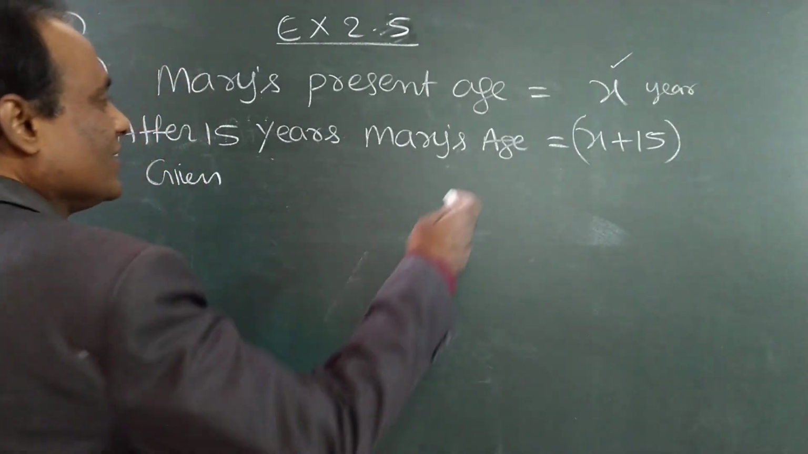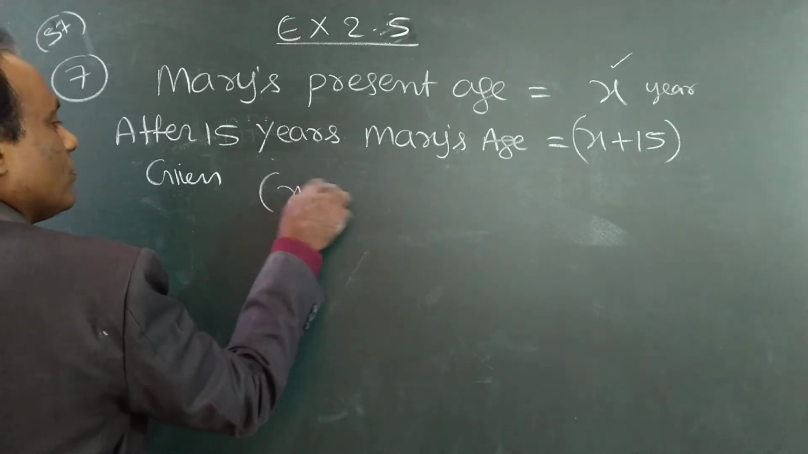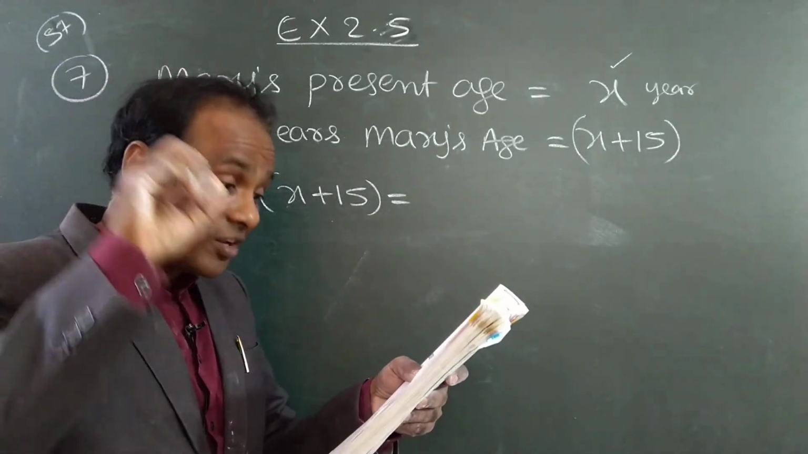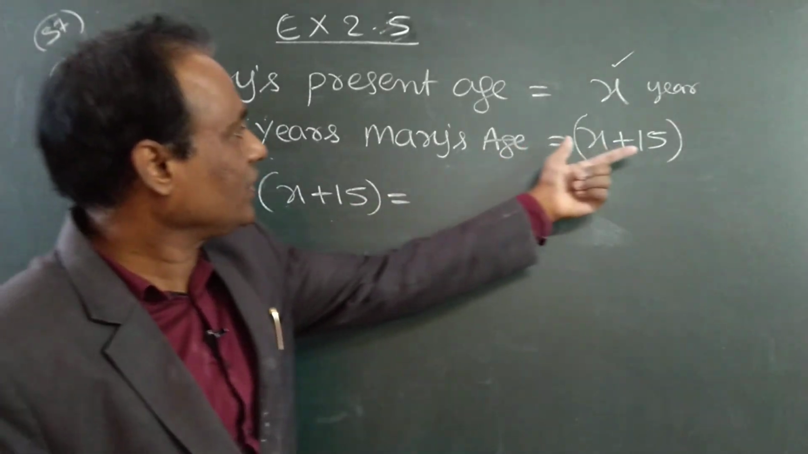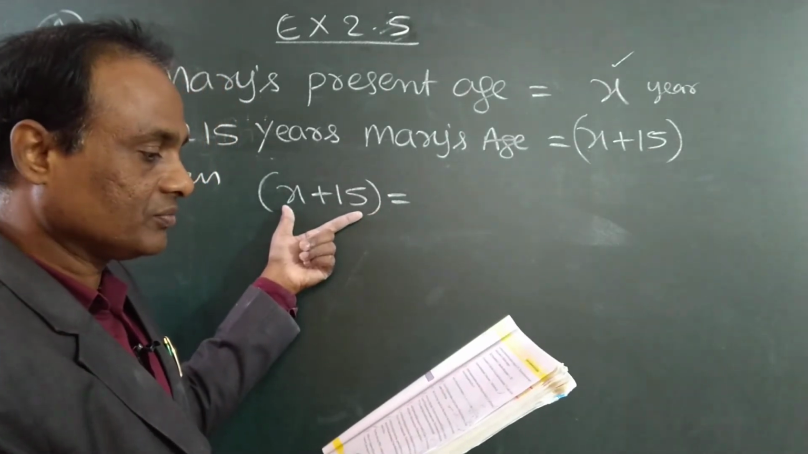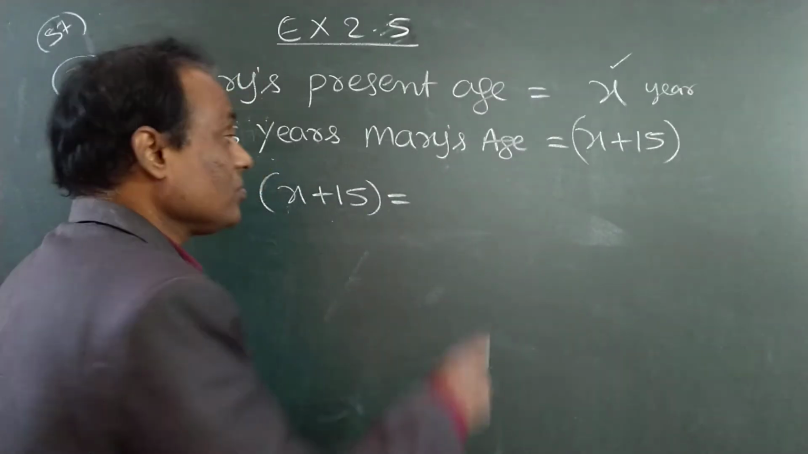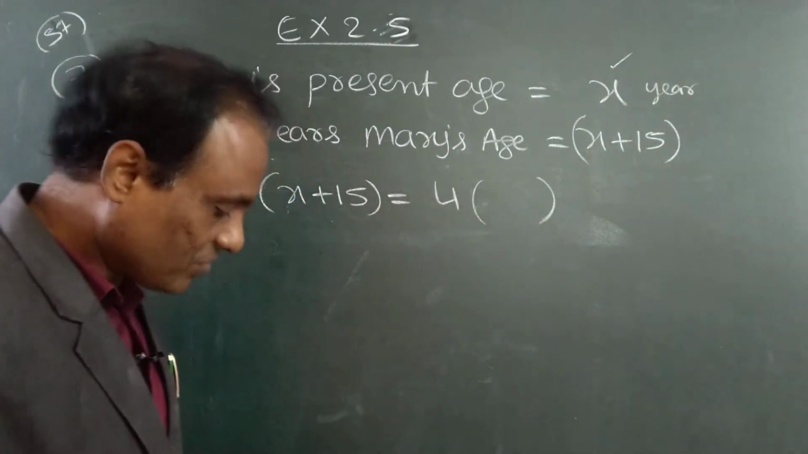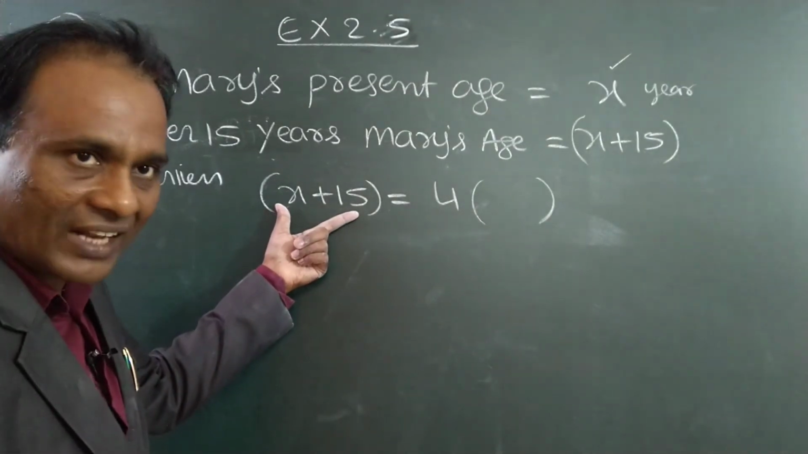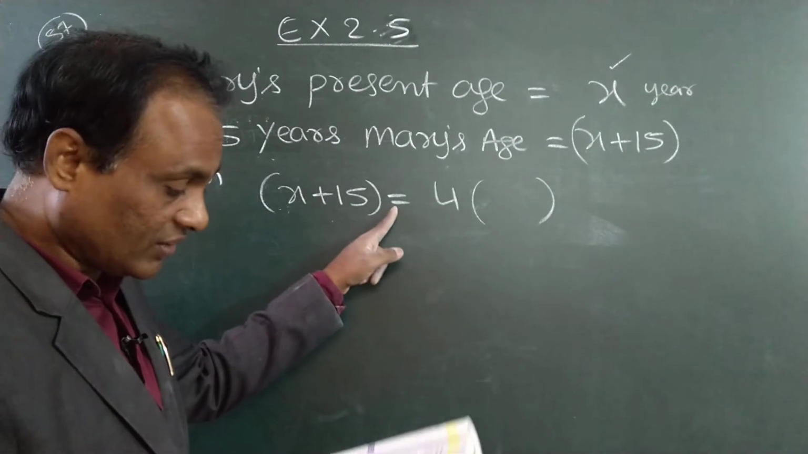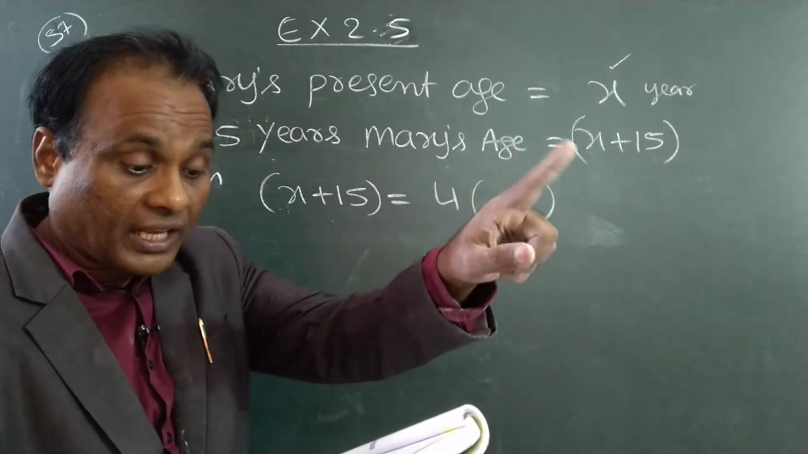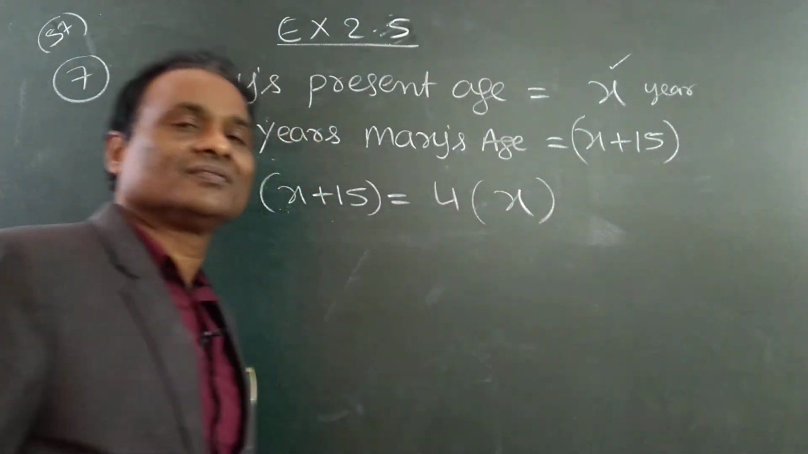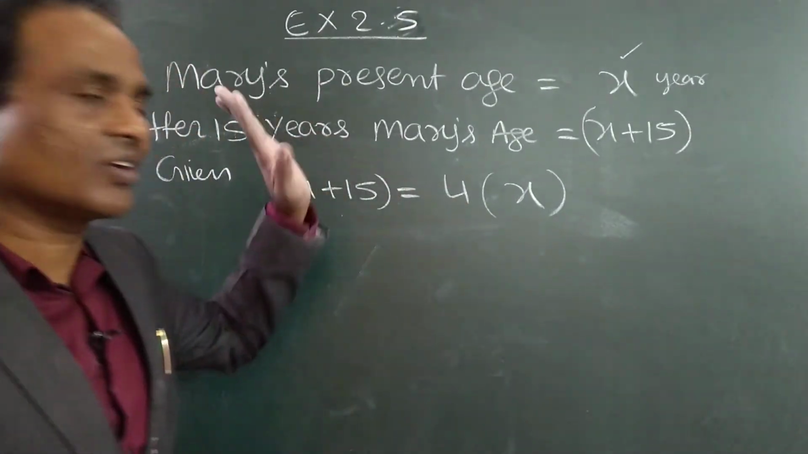After 15 years, Mary's age is X plus 15. After 15 years, Mary's age will be 4 times, 4 into, her present age. That's all. Question is over.